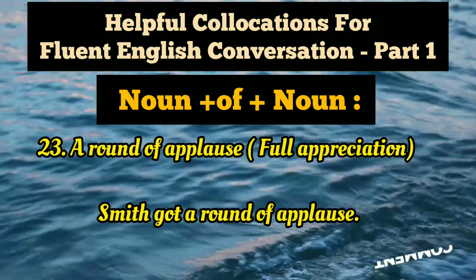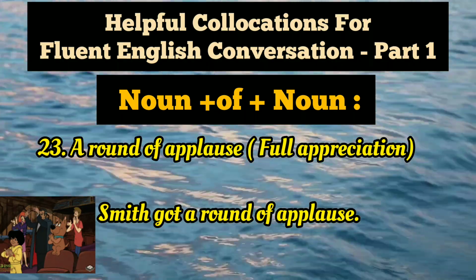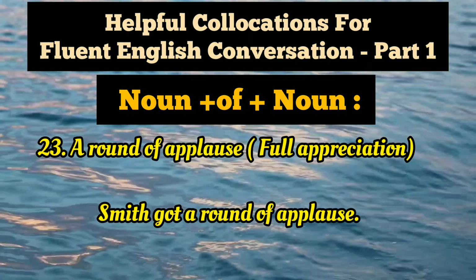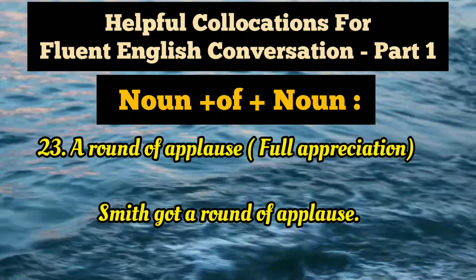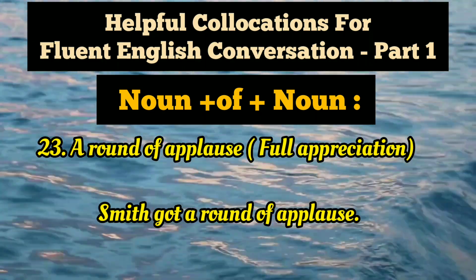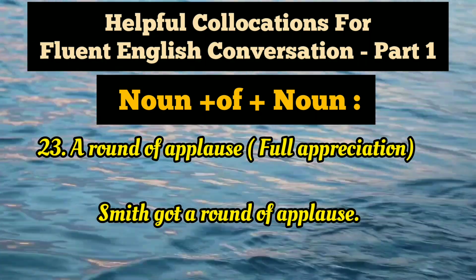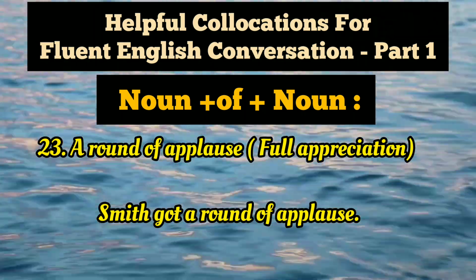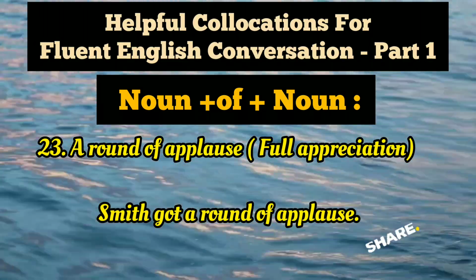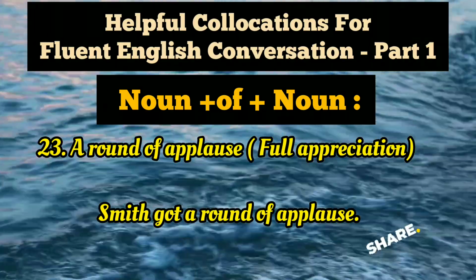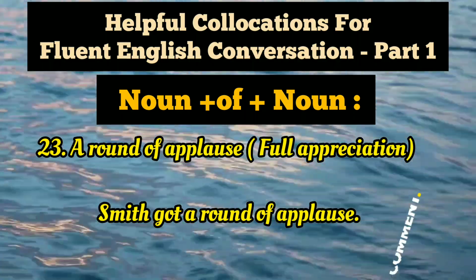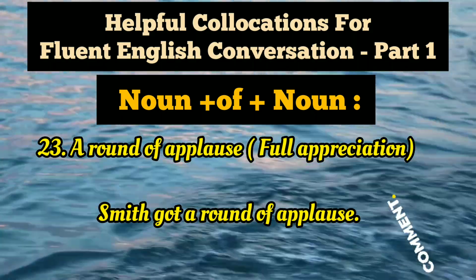So up next, let's concentrate on the 23rd one, that is a round of applause. So it's a very important one. Round of applause means to get full appreciation. It's called a round of applause. So when you're appreciating or showing your approval, that time you use this wonderful collocation, a round of applause. You're using round, which is a noun, of, and then this noun applause, which is again a noun. So let's see how to use it. Smith got a round of applause. That means he got a kind of appreciation. Maybe people clapped and people appreciated and supported him. That's why this collocation is used, round of applause.